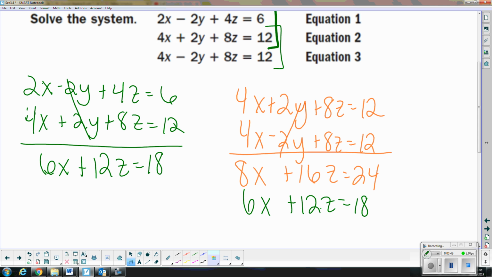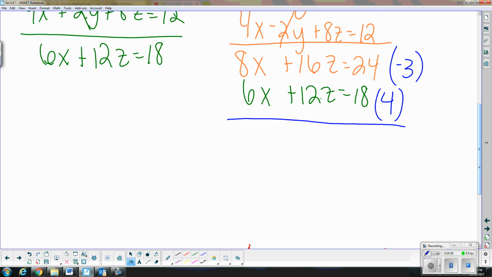So I'm going to use the elimination method. I'm going to eliminate my x. You can use elimination or substitution, it's up to you. I'm going to eliminate my x. And I'm going to do that by multiplying my first equation by -3, my second equation by 4. Okay, and then I'm going to rewrite those. So 8x times -3 is -24x. 16z times -3 is -48z. And 24 times -3 is -72.